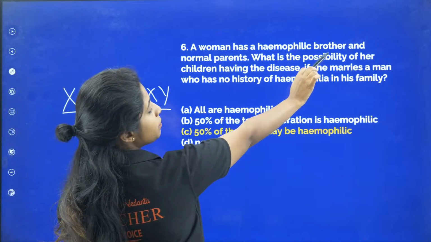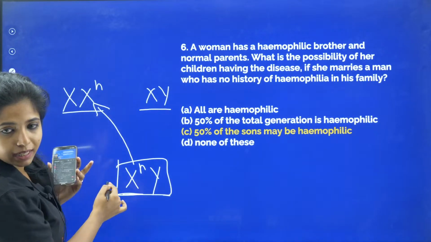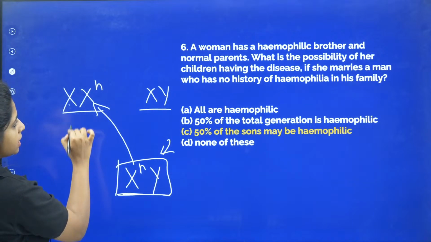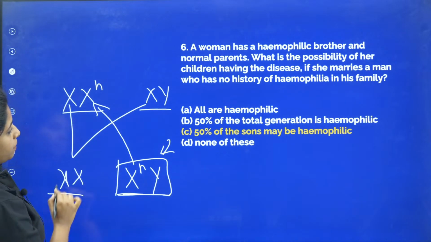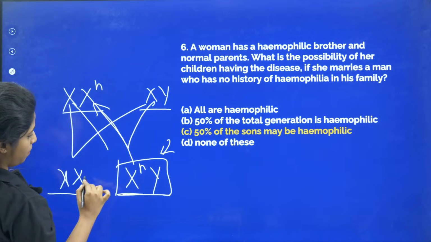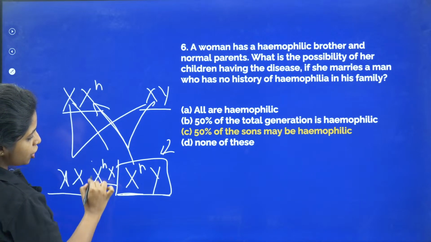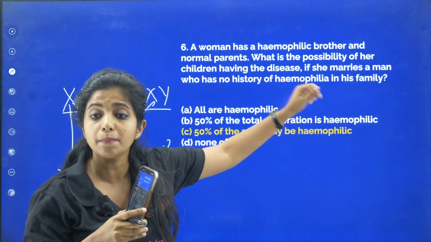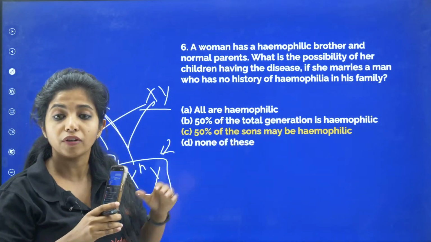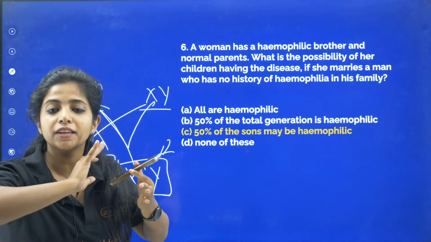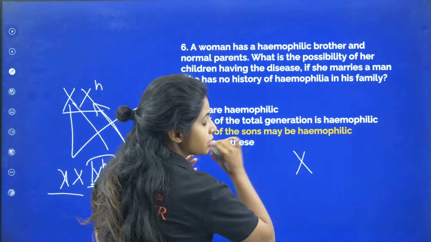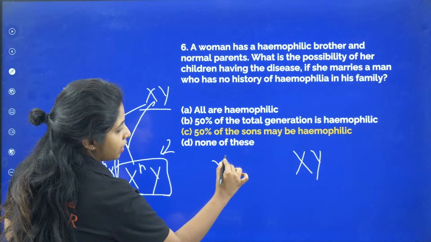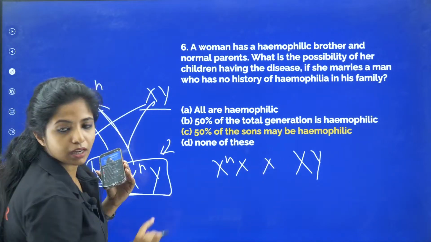So the woman has a hemophilic brother. Okay, what about the woman herself? This is the brother. What about the woman? If this is the condition, my dear children, I can say the woman can be XX, that is a normal person, or she can be a carrier. Now, what is the possibility of her children having the disease if she marries a man who has no history of hemophilia? A man cannot be a carrier, my dear children. If he does not have hemophilia, then it is XY. Now, I am going to cross her, that is a carrier female, with a normal man.